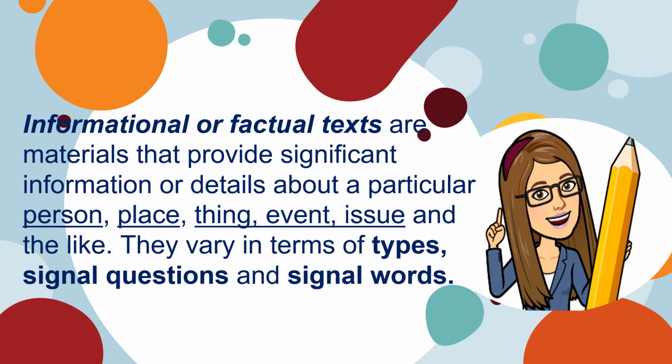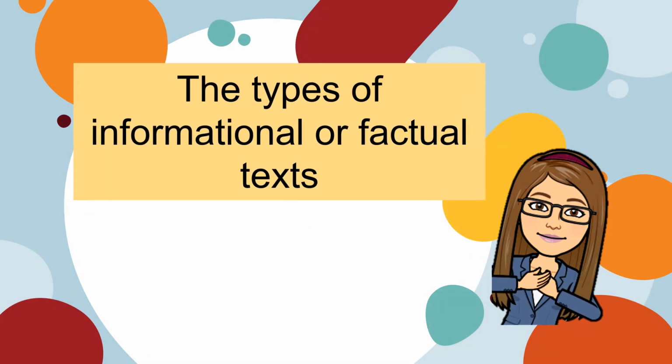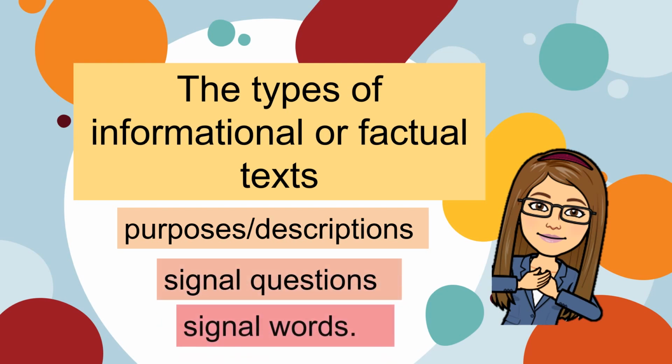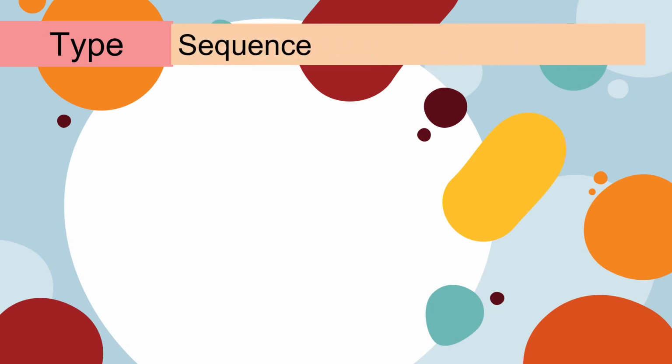Informational or factual texts are materials that provide significant information or details about a particular person, place, thing, event, issue, and the like. They vary in terms of types, signal questions, and signal words. The types of informational factual text have purposes or descriptions, signal questions, and signal words. Let's go to the first type of informational text, the sequence.